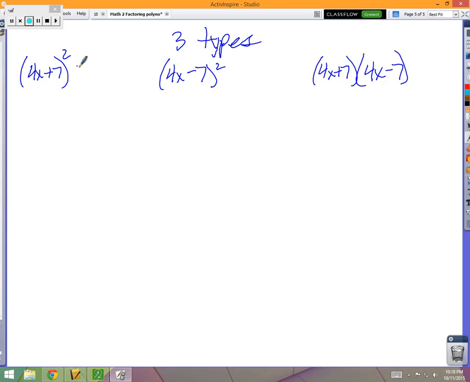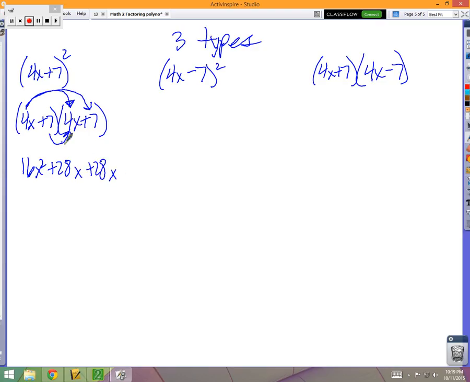So 4x plus 7 squared has got to be 4x plus 7 times itself, 4x plus 7, and then you start distributing. 4x times 4x, that's going to be 16x squared, and then you do 4x times 7, and that's a 28x, and then you do 7 times 4x, and that's another 28x, then you do 7 times 7, and that is 49, and then you can add these 2 terms in the middle because they're like terms, so you end up with 16x squared plus 56x plus 49.